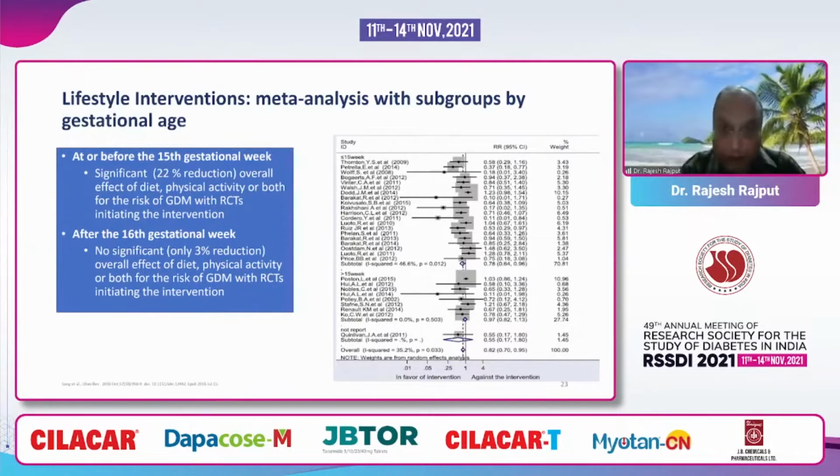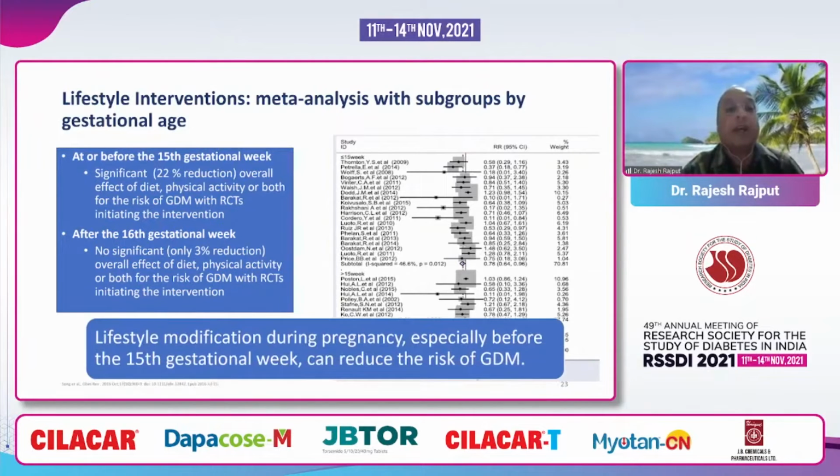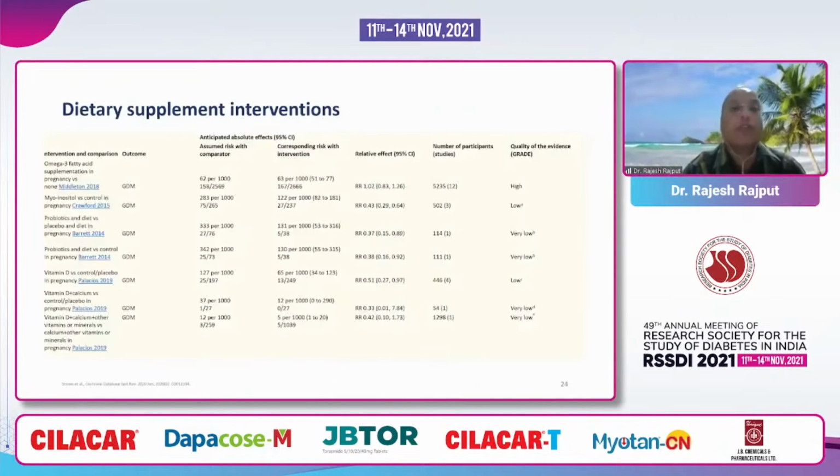So the message from all these trials is that those women who are at risk for GDM should be subjected to appropriate individualized lifestyle intervention, and it has to be initiated right at the time of conception. We do not have to wait more than 16 weeks, when the benefit is not seen even with lifestyle intervention. So lifestyle modification during pregnancy, especially if initiated before the 15th week of gestation, can reduce the risk of GDM.